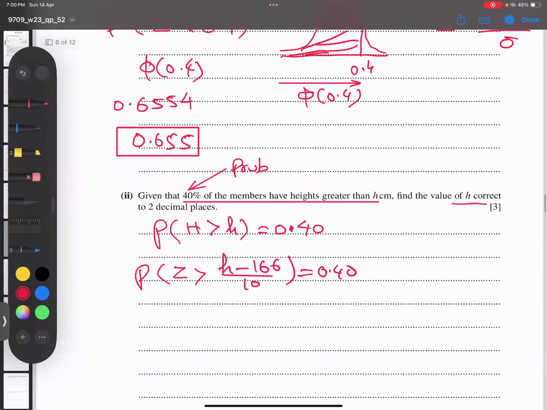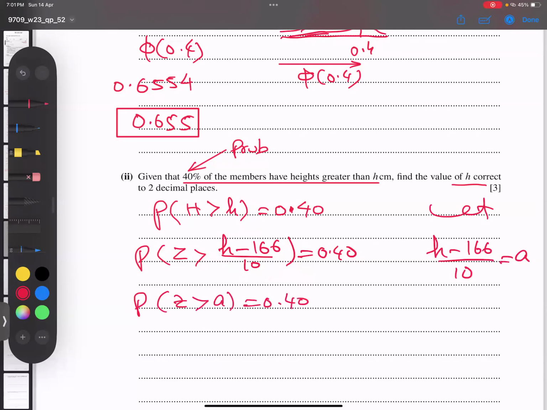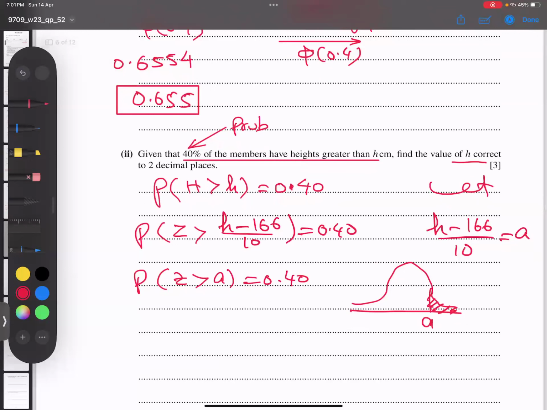Okay, students, let's try to do it. I'm not sure: if height is bigger than 166, this will give a positive answer; if height is less than 166, it will give a negative answer. So I'm not sure, and I will take this whole thing as A. So P(Z bigger than A) is equal to 0.40. And when I draw a bell shape, let's assume A is positive. Bigger means this region. But the problem is when I find it in the table, phi of A will give me the white region, because it always gives you from the left side, never from the right side. Make sure, from the left side.